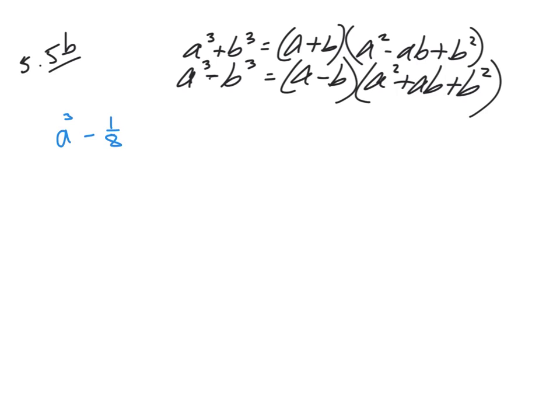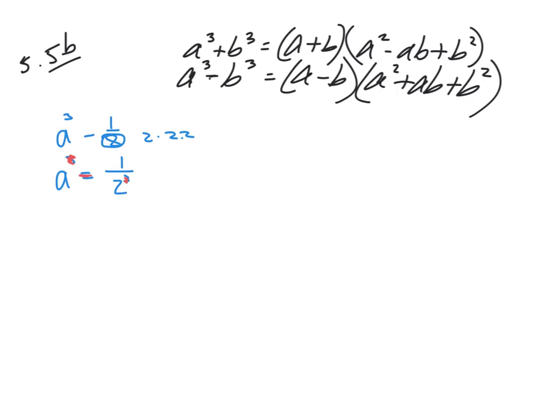So remember, we're trying to put a cube on each one of these. I don't have one on the second one, so we're going to have to make one. So a cubed minus 1 over what number times itself 3 times will give us 8? 2 times 2 times 2. So I can write it that way. Okay? So once I write it that way, remember, all I have to do is take off the cube sign.